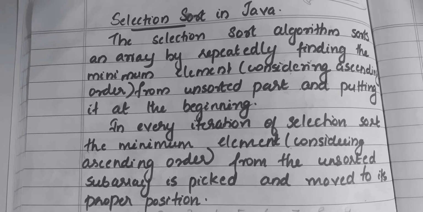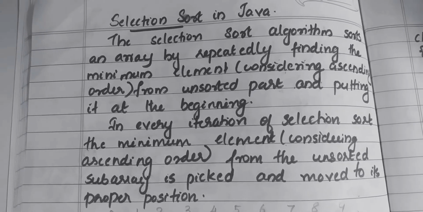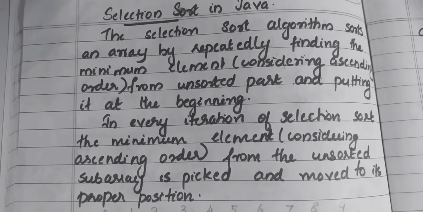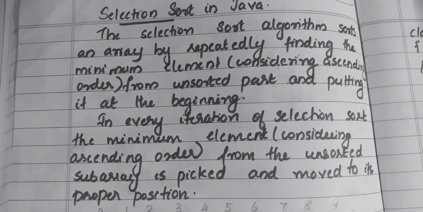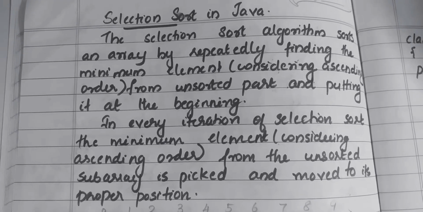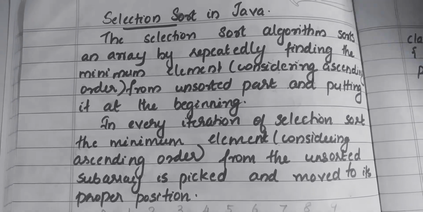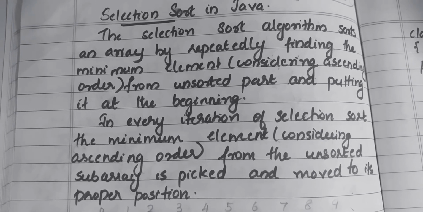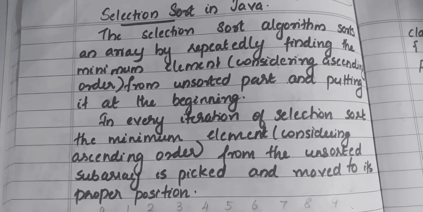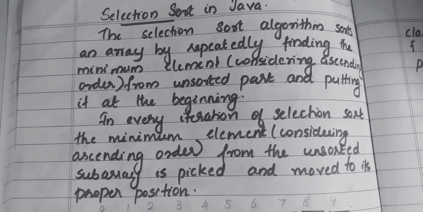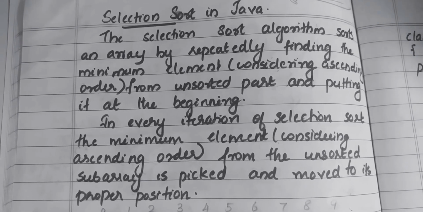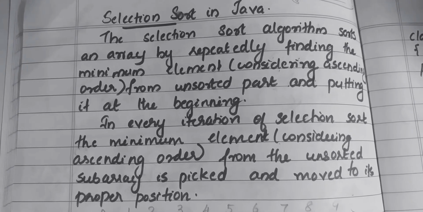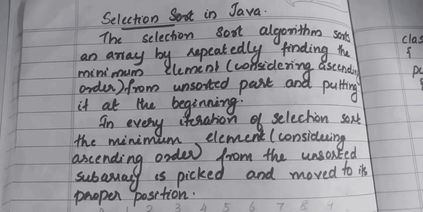After sorting the first element, we next go for the next elements in the array. The remaining elements are in unsorted format, and the first element is in sorted format. Again we do the same process. We search for the minimum element in the subarray, find it, pick it up and put it at the beginning. This process continues until all the elements in the array get sorted. This is what we are doing in the selection sort process.